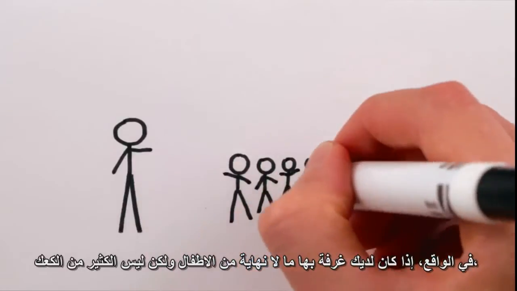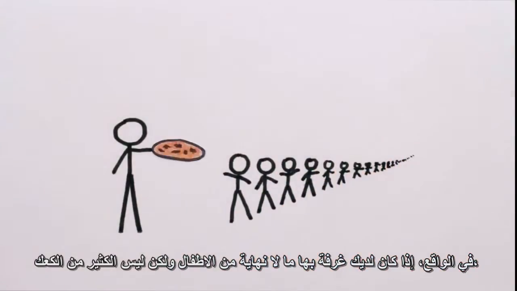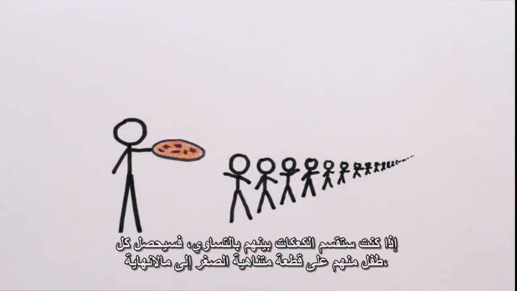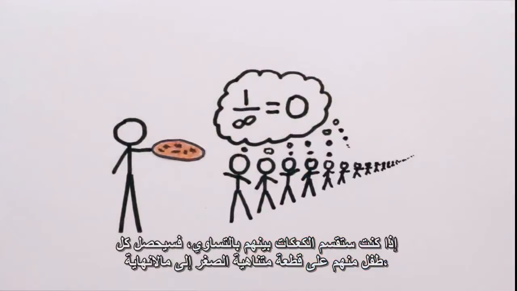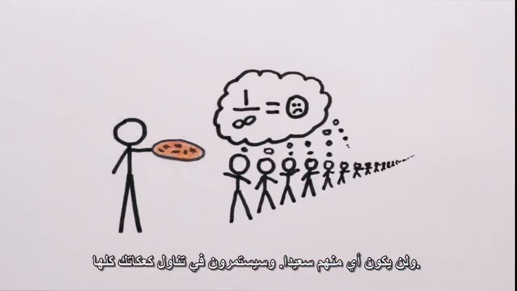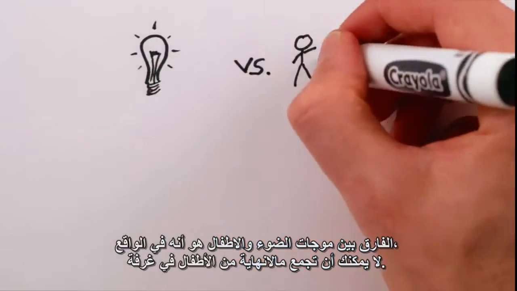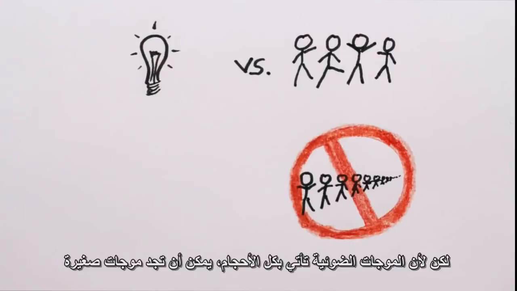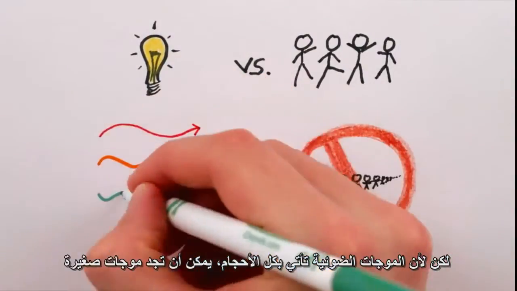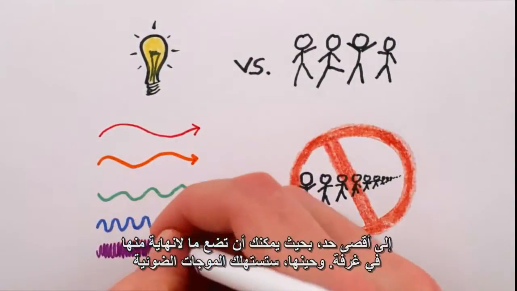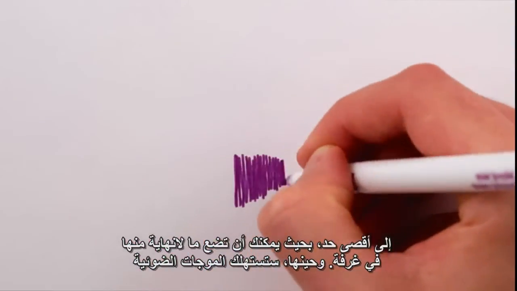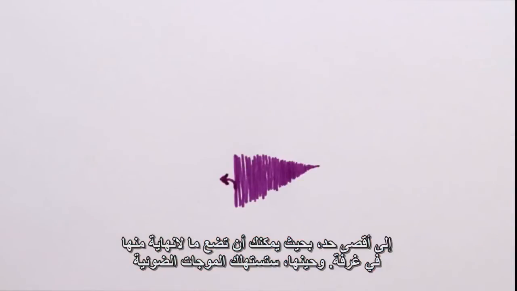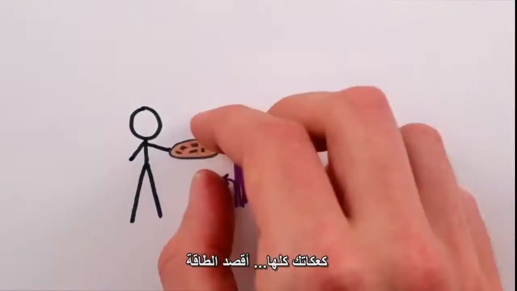In fact, if you have a room with infinitely many kids, but not infinitely many cookies, if you share the cookies evenly, each kid will only get an infinitesimally small crumb, and none of them will be cheered up. And they'll still eat all your cookies. The difference between light waves and kids is that you can't actually have infinitely many kids in a room. But because light waves come in all sizes, you can have arbitrarily small light waves, so you can fit infinitely many into a room. And then the light waves would consume all your cookies.